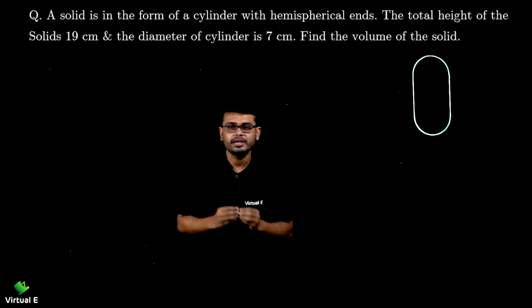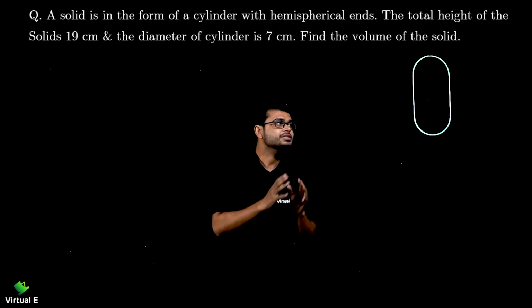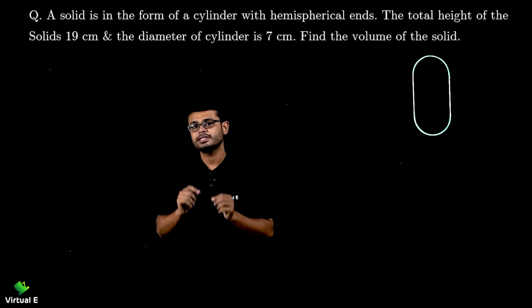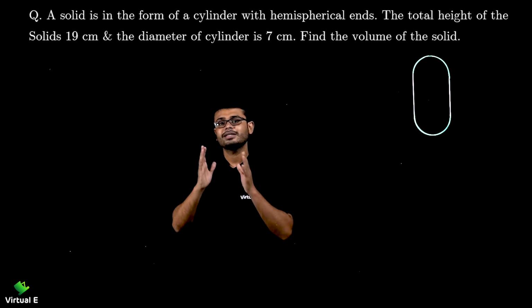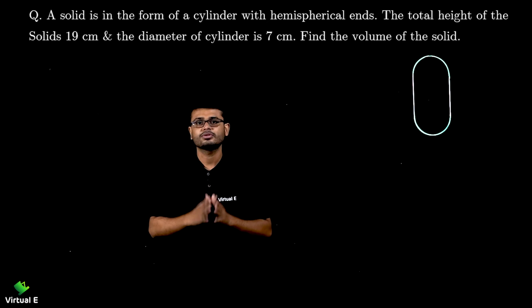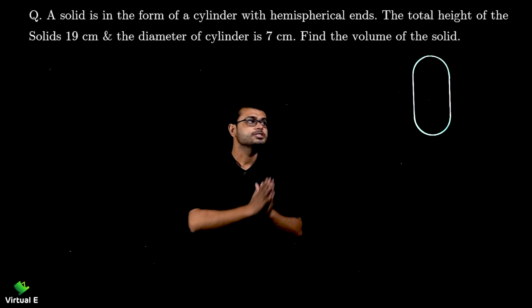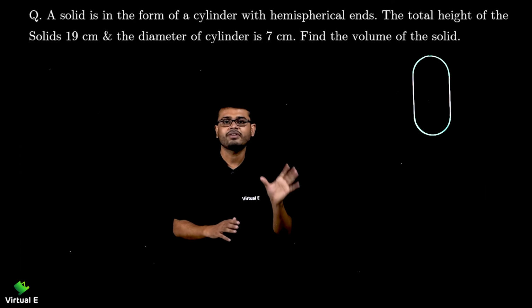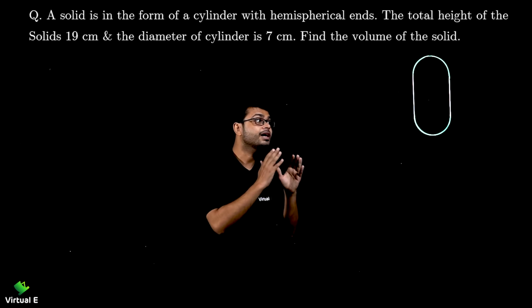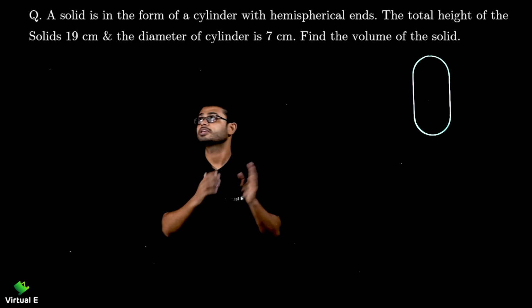So we are going to repeat a few questions. We have discussed this kind of question while finding the surface area. Now we are going to repeat a few questions with the same values to find the volume, right? So let's start. This question we have discussed in the context of finding surface area. Now we are going to find the volume of this combination of solids.